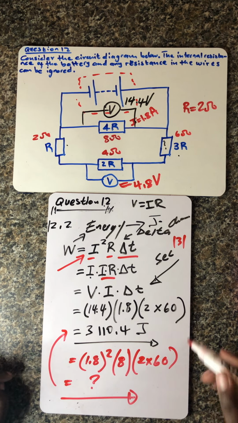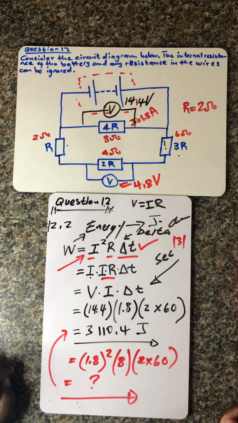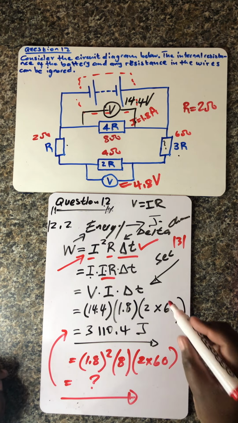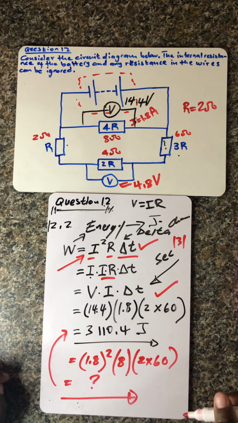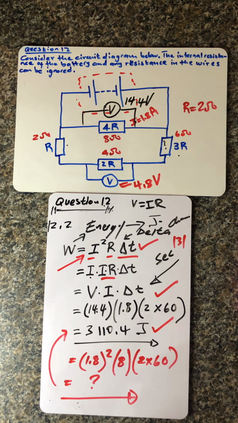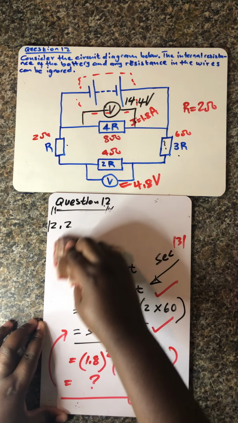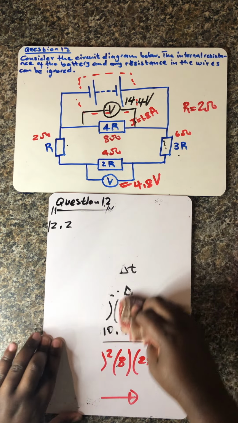So you score a mark for just writing the correct formula. You score a mark for correctly substituting. You score a mark for your final answer. Can you see how easy these things are? If you fully understand exactly what you're doing, it's easy to give the correct answers. So I'll just remove all of these so that we move to the next question.